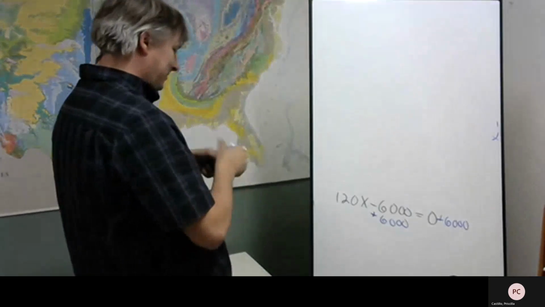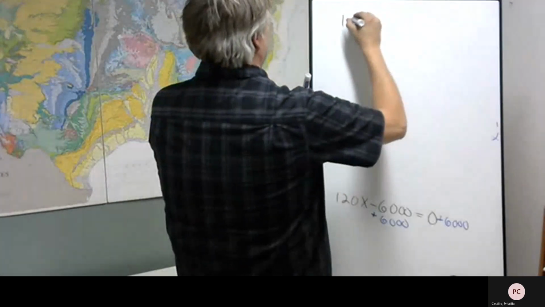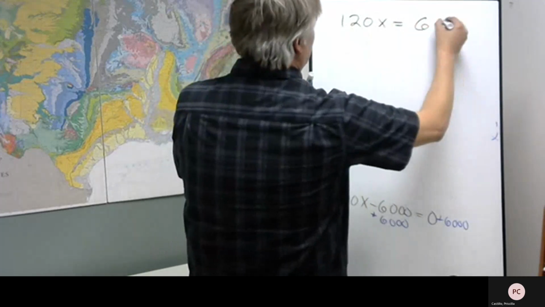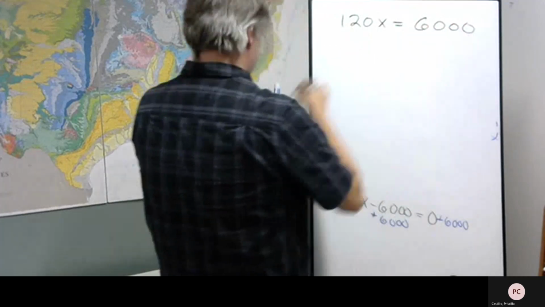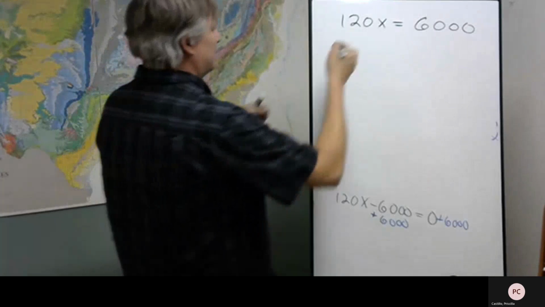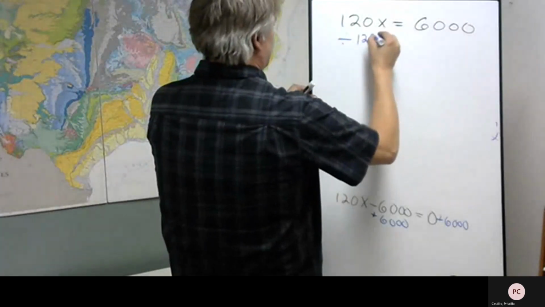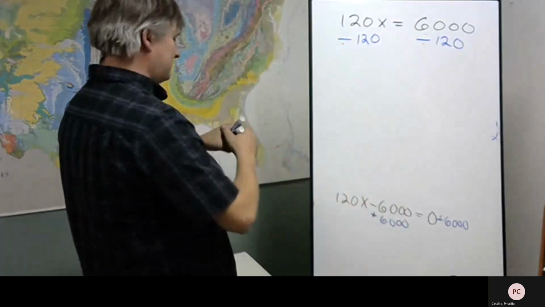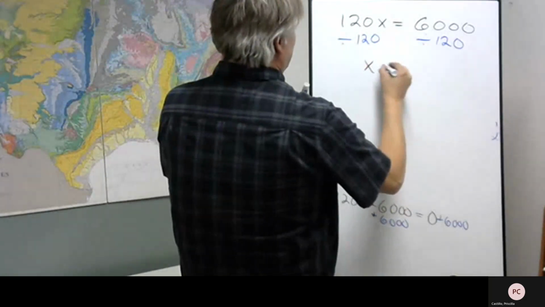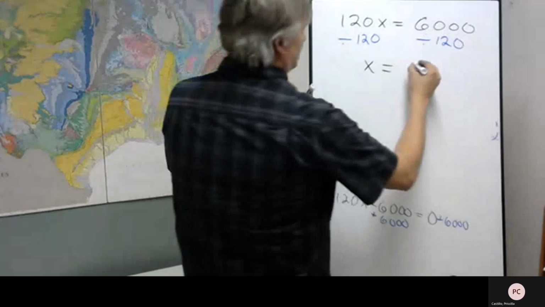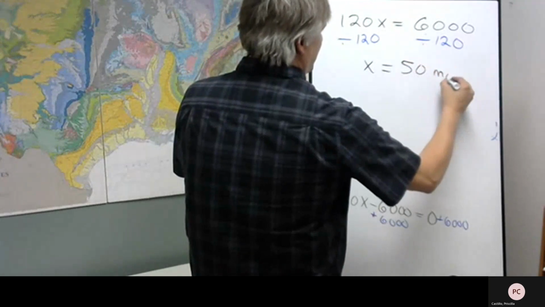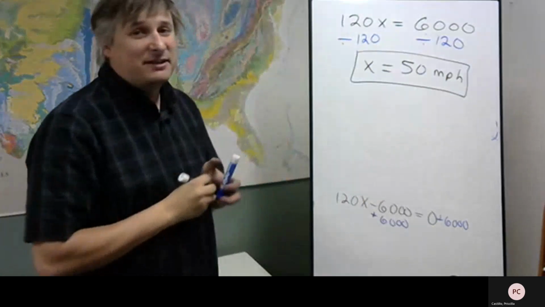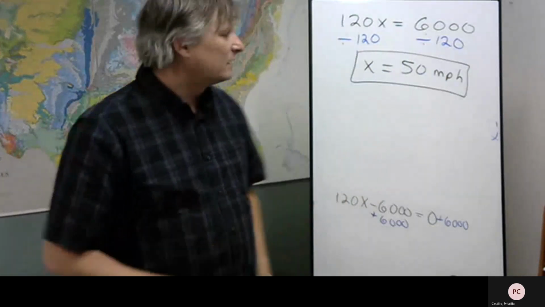And let's see, we'll get 120x equals 6,000. And we'll get x is equal to 50 miles per hour. And remember what x is. X is the rate for the car.